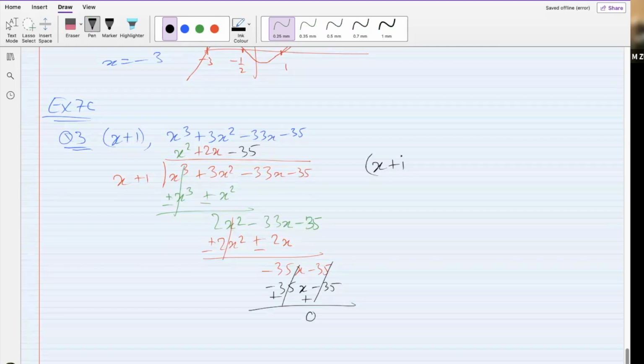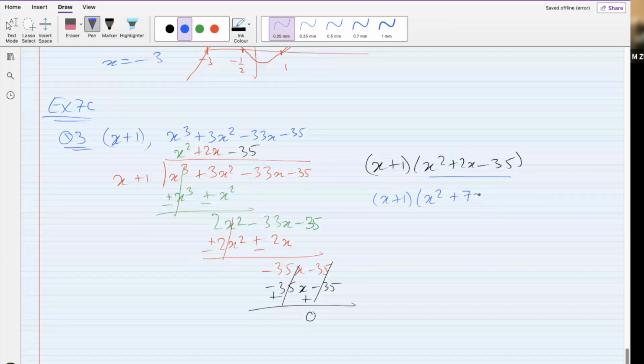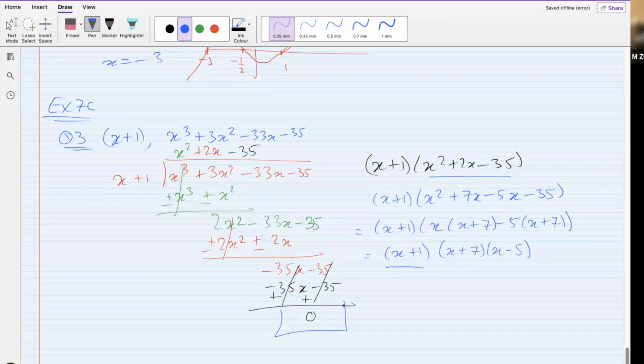So we can write x plus 1 times x square plus 2x minus 35. Then we go for midterm breaking. So x plus 1 times x square plus 7x minus 5x minus 35. 7 times 5 is 35 and 7 minus 5 is 2. x is common, x plus 7 minus 5 common, x plus 7 bracket close. So x plus 1. Now taking out common, this is x plus 7 and we are left with x minus 5. So firstly, we showed that this was a factor by giving the remainder equal to 0 and then factorized it completely.